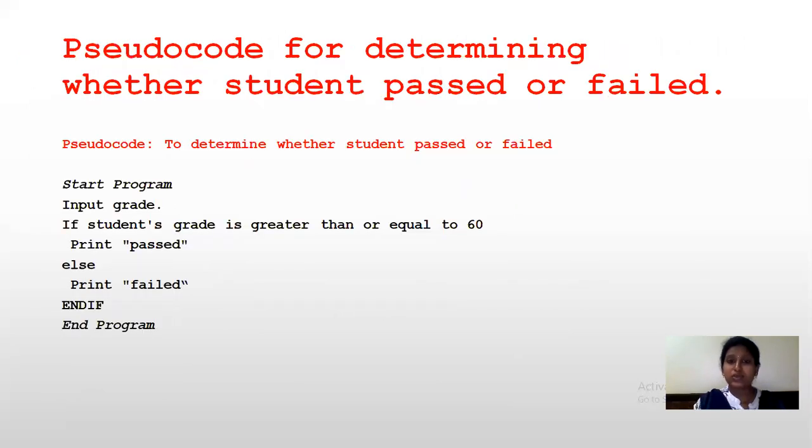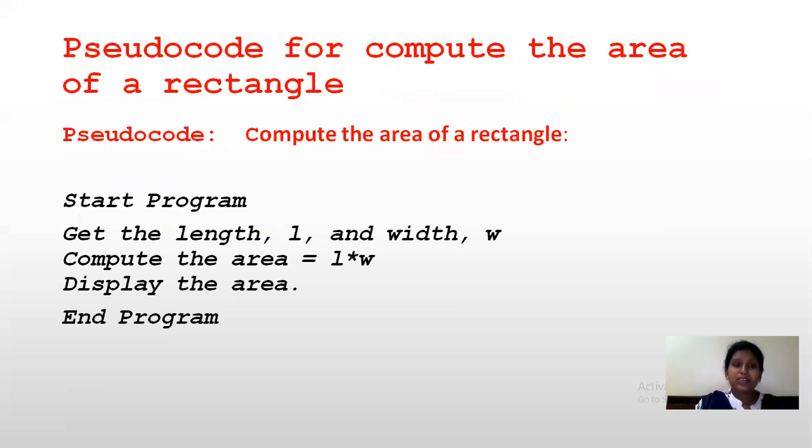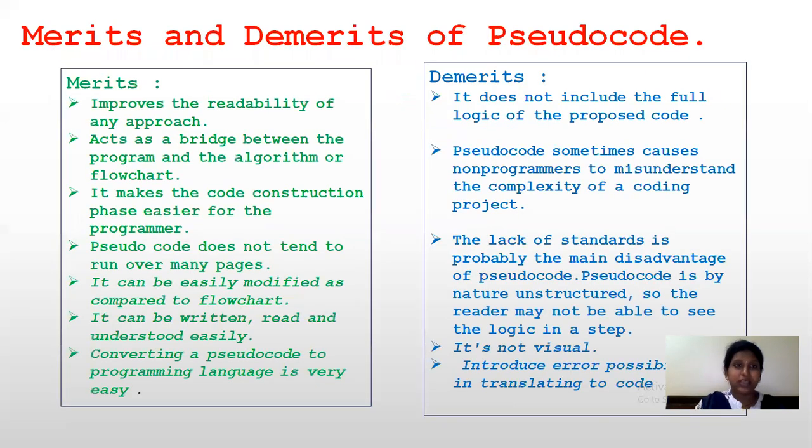Then how to write pseudocode? To determine whether a student passed or failed: start program, input grade. If the student grade is greater than or equal to 60, then print passed, else print failed. End if, then end program. Then how to write pseudocode for the area of a rectangle? Start the program, get the length and width, then compute the area, length times width, then display the area and then end the program.